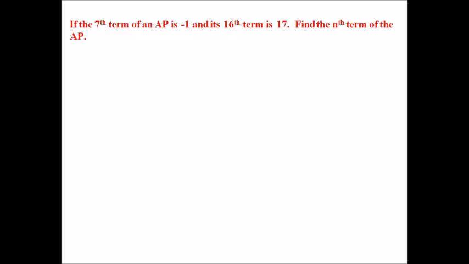Here the question is, if the seventh term of an AP is -1 and the 16th term is 17, find the nth term of the AP. Here we need to find the nth term. For that we need to find a and d. We know that a_n, the nth term of an AP, is a plus (n minus 1) into d.